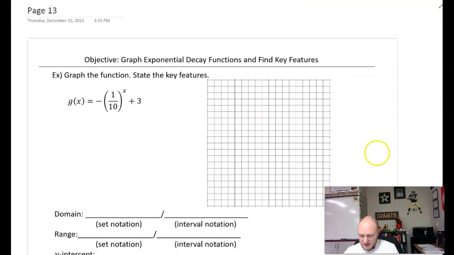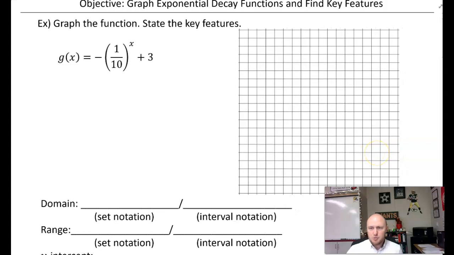All right, here is the last example that I have for you. Please go ahead and write down this example. Now, what I'm going to do is prep this to be base 10. So I'm going to change it to base 10 and use my negative exponent property.